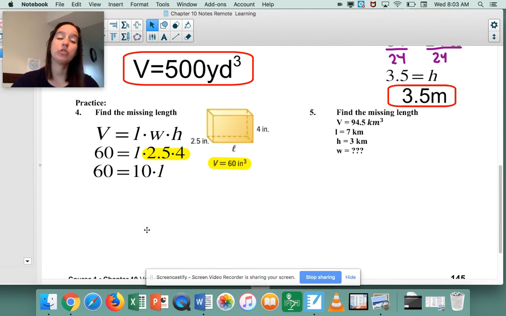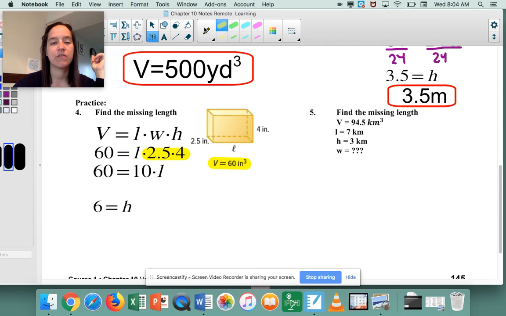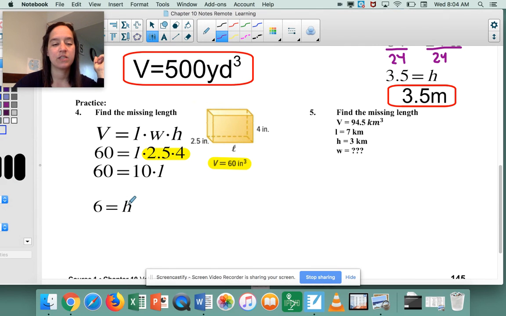Hopefully you should be able to do this one mentally and figure out that my answer ends up being 6 equals H, or L. That should say L. Oh, I'm so sorry. That's a mistake. Let's go ahead and fix that real quick. This should be L. My bad.